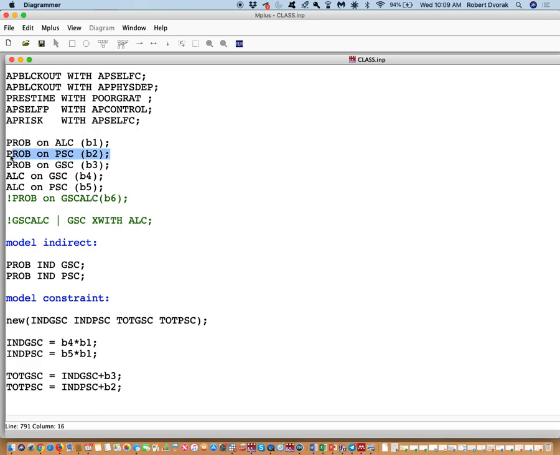Okay, here's our main effect, PSC, on problems. Here's our main effect of GSC. So in order to get the total effect, we add the main effect to the indirect effect. And in structural equation modeling, adding those two things together is called what? What rule?